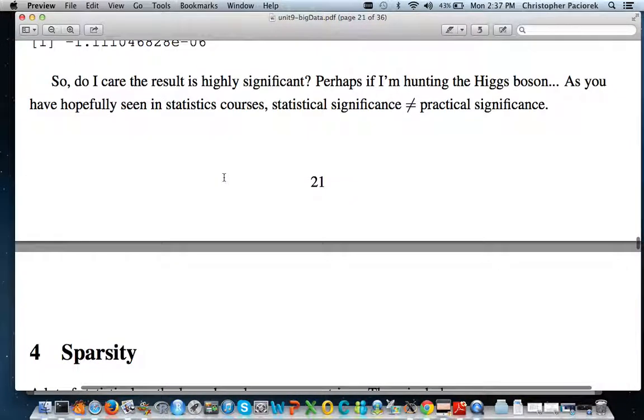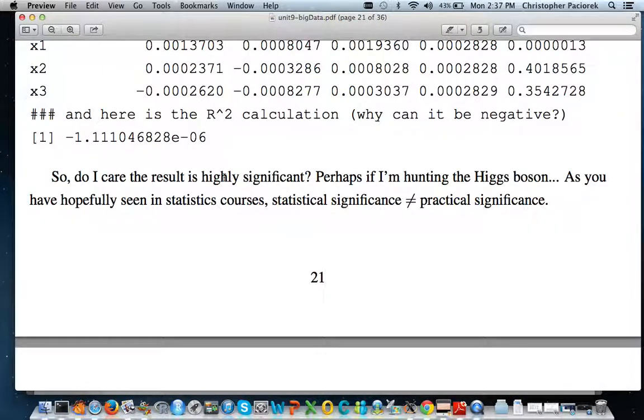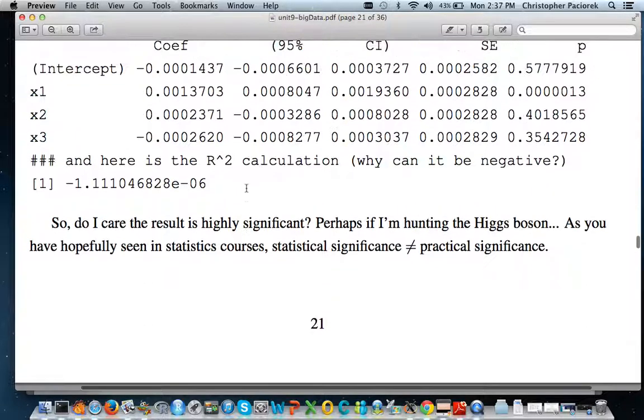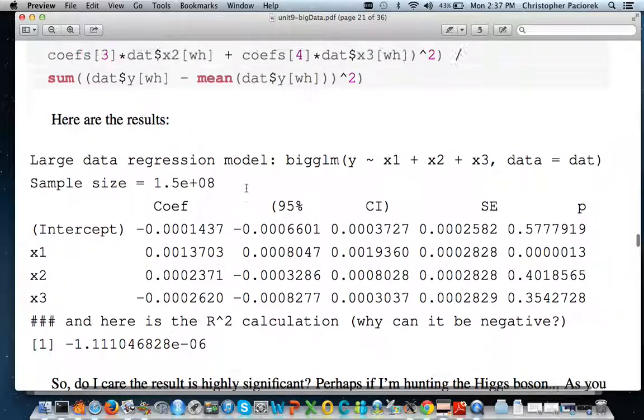Okay, so any other questions or comments? Does it matter the variance of x? So here the coefficient compared to variance is very small. So suppose we have a very, very small variance.